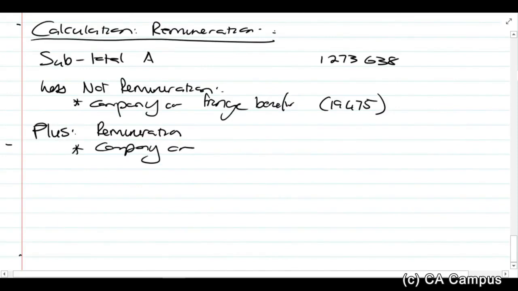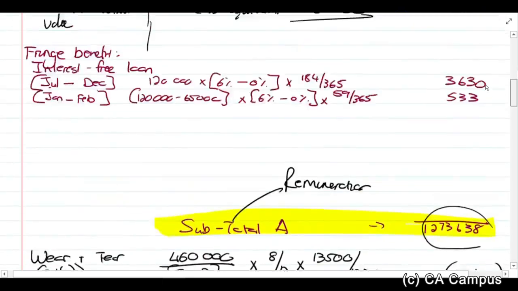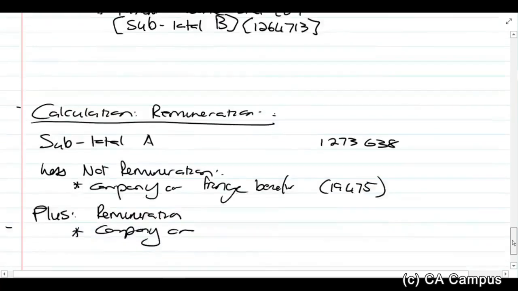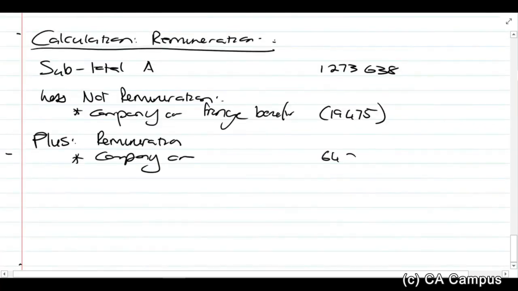So using the remuneration rules. Okay, and what are those rules? You remember, it's the one we calculated already. 580,000 times 3.5 times 4 months times 80%. That's 64,960. Now we can just add that in here. So there we go. That calculates our remuneration for us.